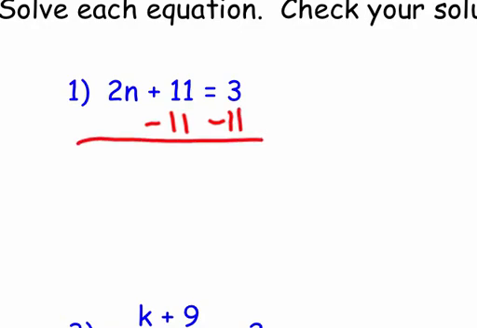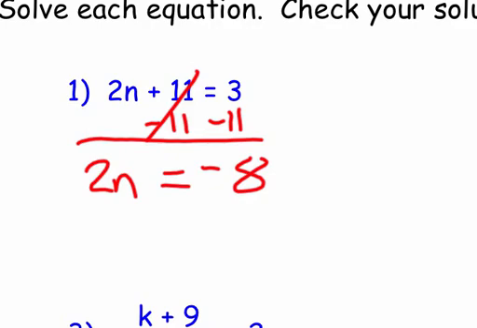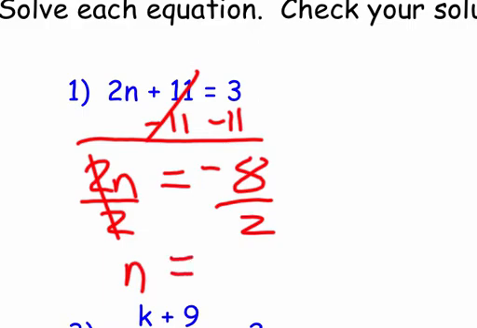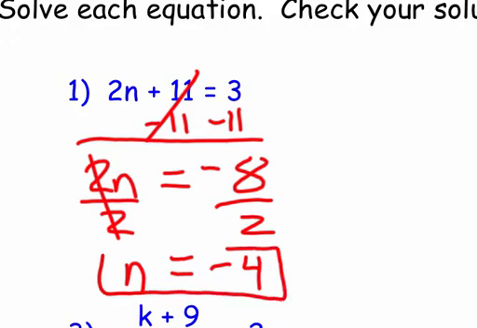Bring down everything that you don't use. So I bring down my 2n. Doing the inverse gets rid of it. Bring down my equal sign. 3 minus 11, or 3 plus negative 11, is negative 8. And then same thing. Look at my n. What am I doing to it? Multiplying by 2. The inverse is divide by 2. Whatever I do to one side, do to the other. The 2's cancel, so I bring down my n. Equals negative 8 divided by 2 is negative 4. And we're done. Okay, so just follow through that process in your mind, and you'll be fine.